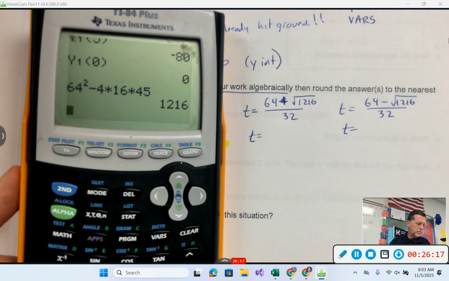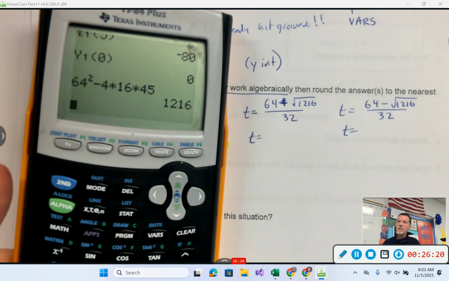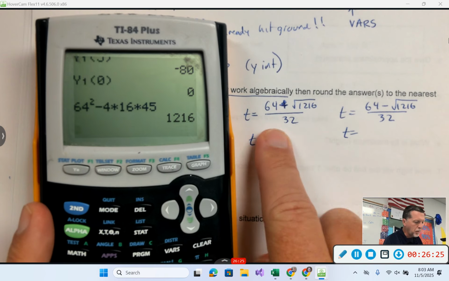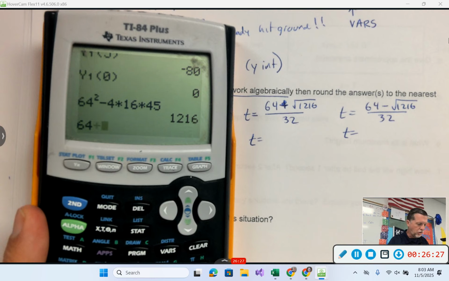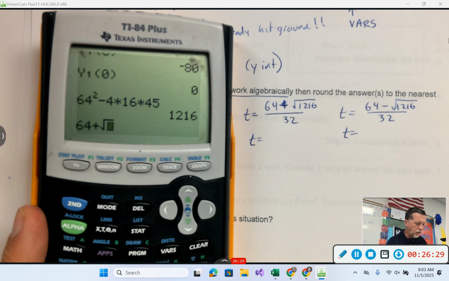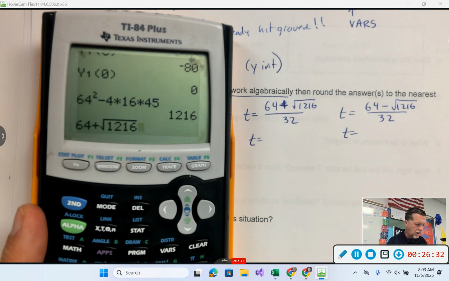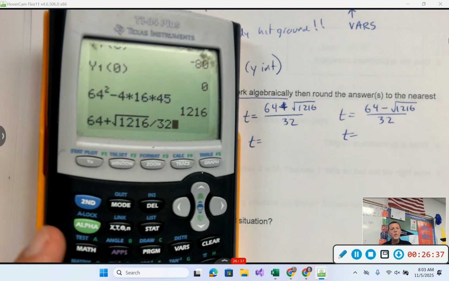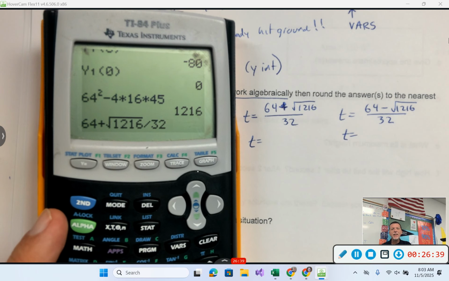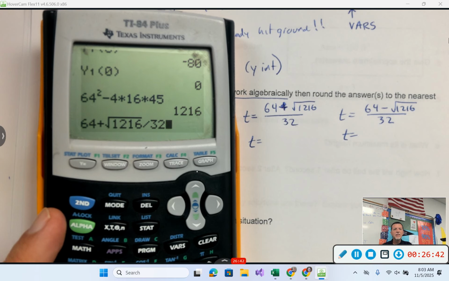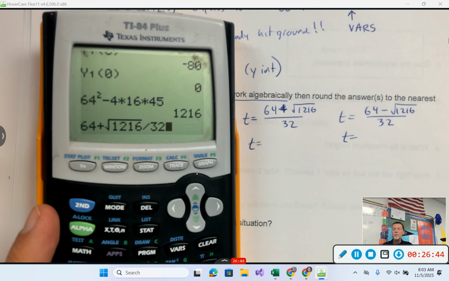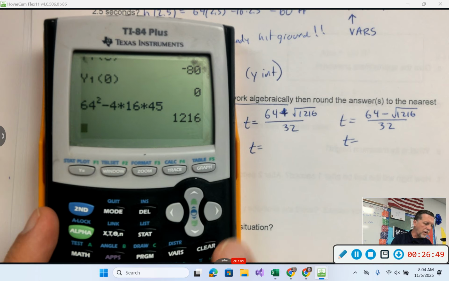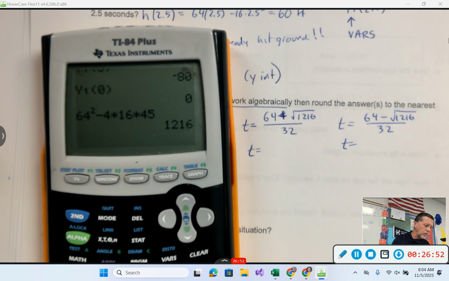Have you seen the fraction bar in the calculator? You can use parentheses, but some people mess up. In fact, let me just show you the mess up version. 64 plus square root of 1216 divided by 32. That's going to be wrong. That is not the right answer. Why is that calculator thing not right? Yeah, I got to divide all of it by 32. So I could put it in parentheses. That would fix it. But what a lot of people like better is the fraction bar. Of course, now you got to know where it is.